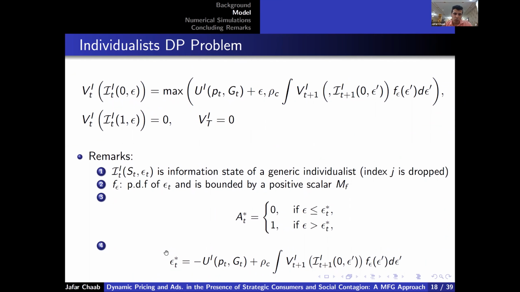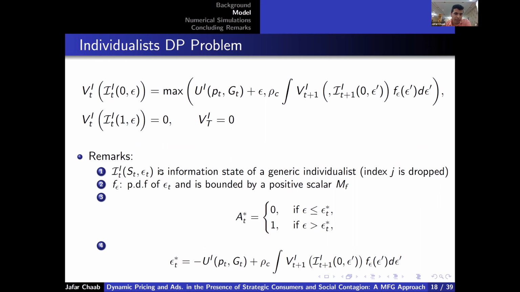So this will be the individualist dynamic programming problem. We have here the value function, as you can see, which has two arguments. If an individualist who has not yet adopted decides to adopt, then he is going to receive this utility, basically in the first argument, only if it is greater than the discounted expected utility in the next purchasing occasions, which is given in the second argument, as you can see.